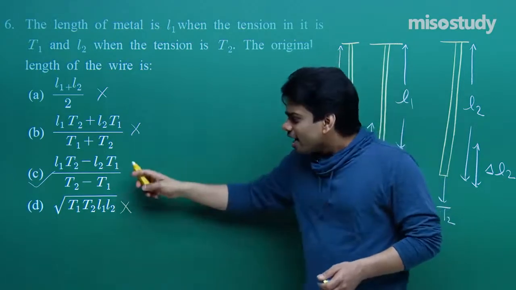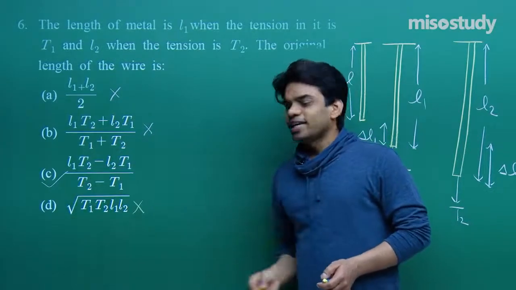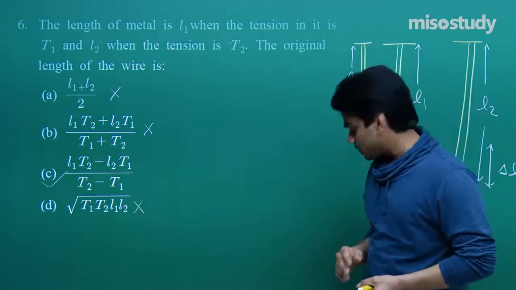That is L1 T2 minus L2 T1 upon T2 minus T1. I wrote here T2 L1 minus T1 L2 upon T2 minus T1. That is what we can give here for the original length of the wire.